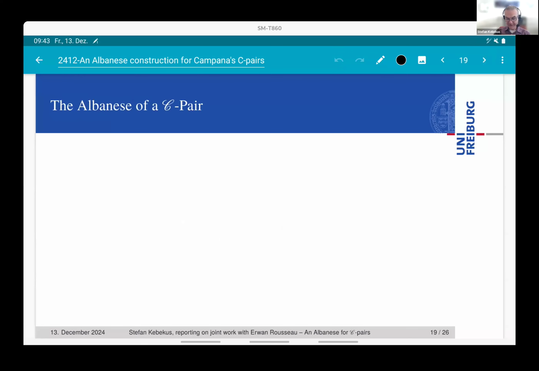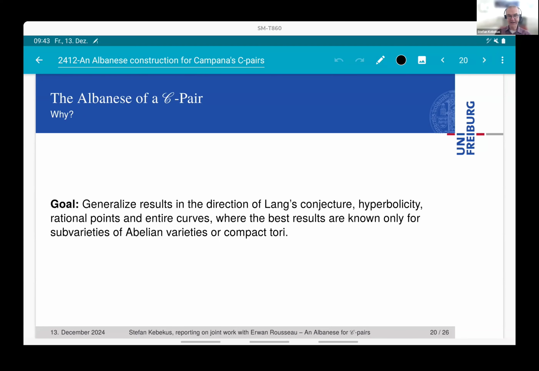So, right, now let's move to the last part of this talk, the Albanese. I already said why we're interested in the Albanese. We're interested in the Albanese because we would like to generalize results in the direction of the Lang conjecture, hyperbolicity, rational points, entire curves, where the best known results are only known for subvarieties of abelian varieties. Right. The Albanese has many definitions that in the complex analytic setting are all equivalent. I will come back to this later.